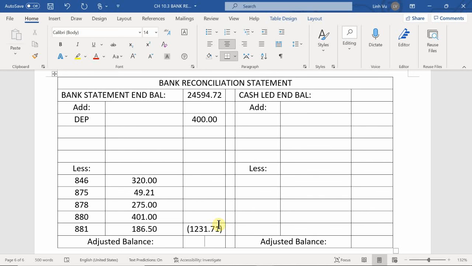Now we finished our bank side, right? So let's calculate what my new adjusted ending balance is going to be. If I started with $24,594.72, I'm going to add $400 and subtract $1231.71. What is going to be my total adjusted ending balance? 23,763.01.